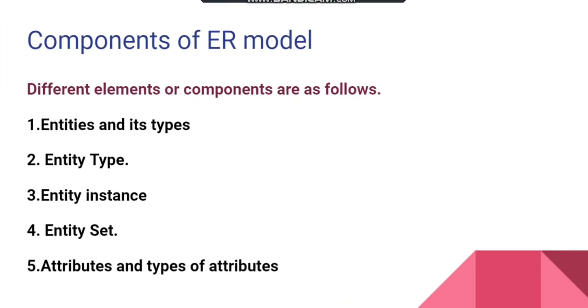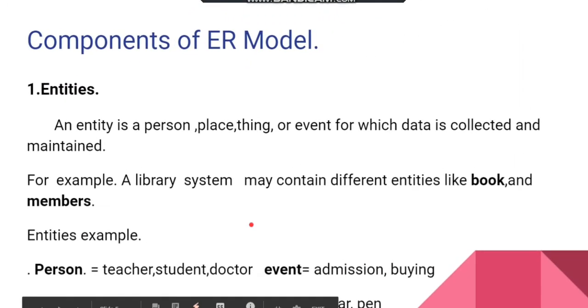So, the components of an ER diagram or ERD model. We have the entities and their types: entity type, entity instance, entity set, and attributes and their types, and we have relationships also. So what is an entity?